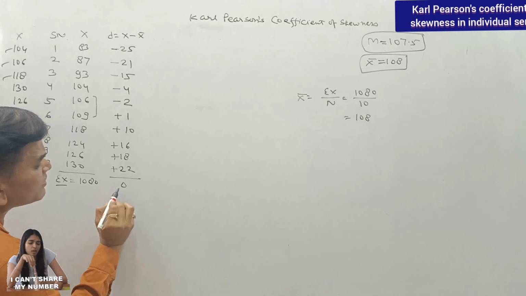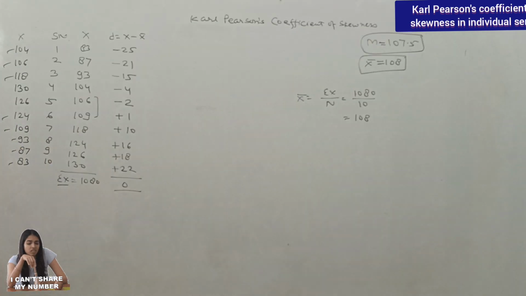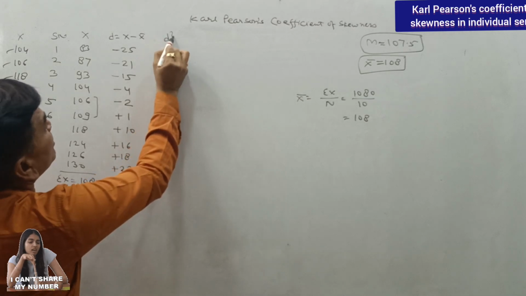So the sum should be 0. Firstly, we will check this. 22 plus value, 18 plus value, 16 plus value, 10 also plus value, 1 also plus value. So the plus value total is 67. Then 2 is minus value, 4 is minus value, 15 is minus value, 21 is minus value, and 25 is also minus value. So we are getting 0. Now the value of d square.